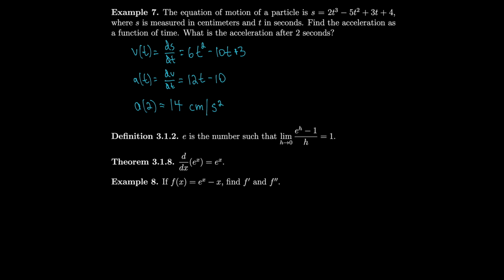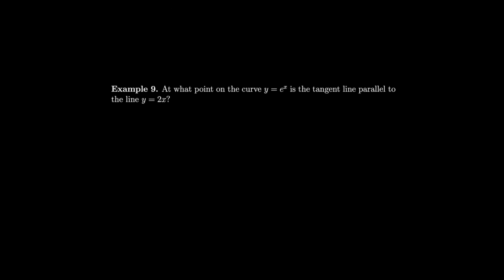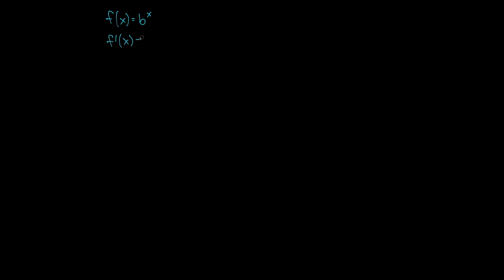Okay, next up, we want to define the number e. In order to motivate this, how about we take a break from our notes for a second and try finding the derivative of the exponential function. So if we let f of x equal b to the x for an arbitrary exponential function with base b, then our derivative, by definition, is equal to a limit of f of x plus h minus f of x over h.